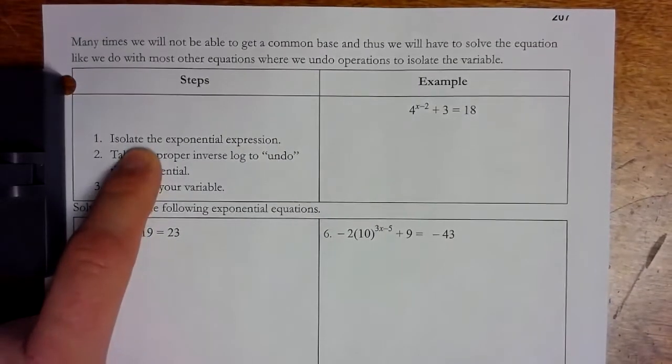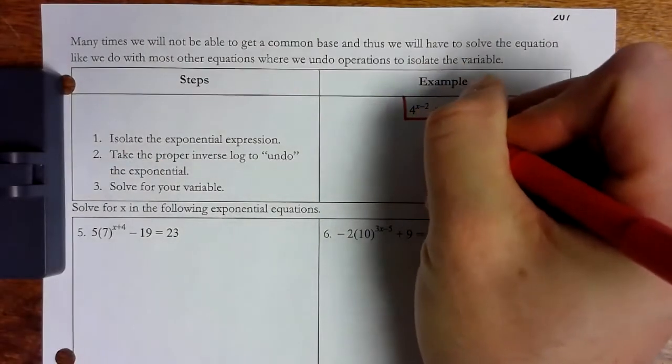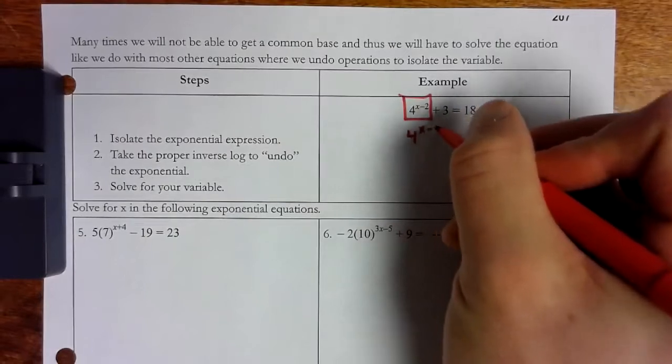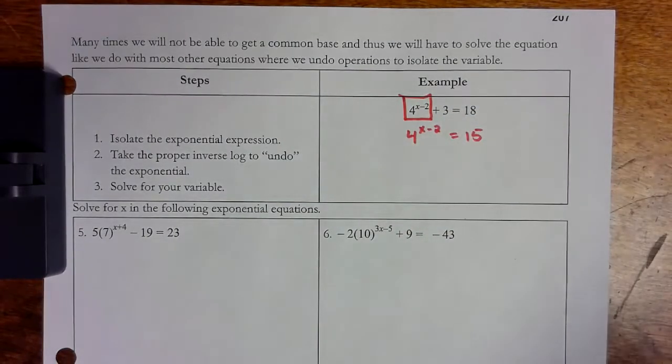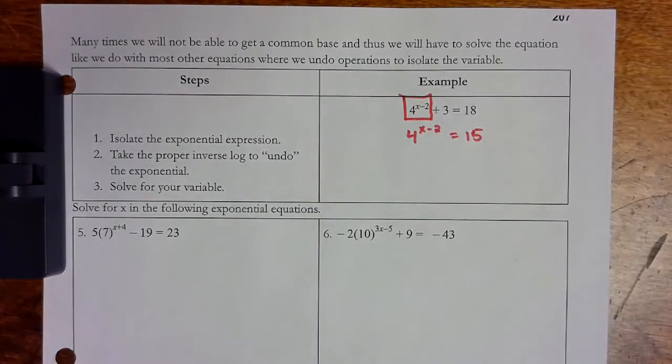So the first step here is telling us to isolate the exponential expression. For us, that's 4 to the power of x minus 2, which means I need a minus 3. So after I minus 3, I get 4 to the power of x minus 2 equals 15. Now, I can clearly see there's no way that I can rewrite 4 and 15 with a common base. So that's why we need another tool.